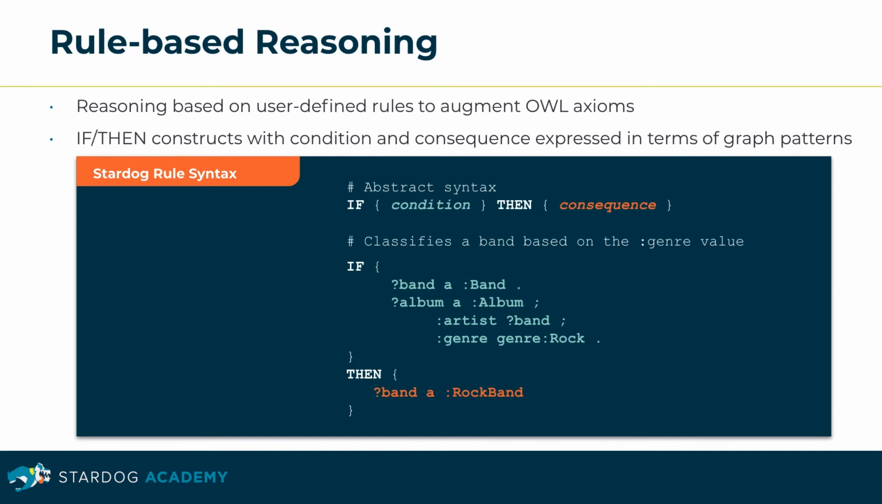The example Stardog rule classifies a band depending on the genre of its album as a rock band, similar to the all has value class expression. This syntax extends the turtle notation and may be uploaded to any schema graph via the CLI data add command.